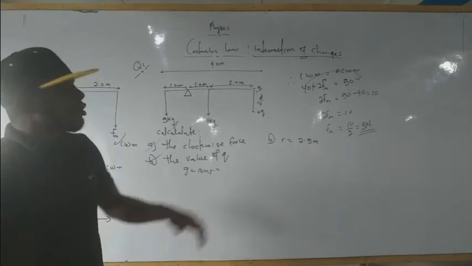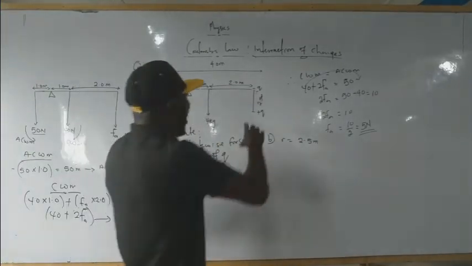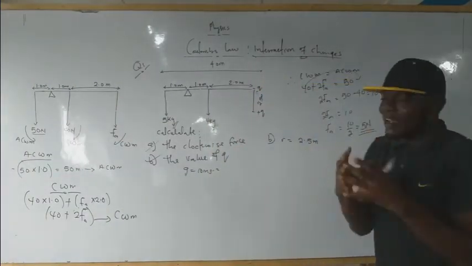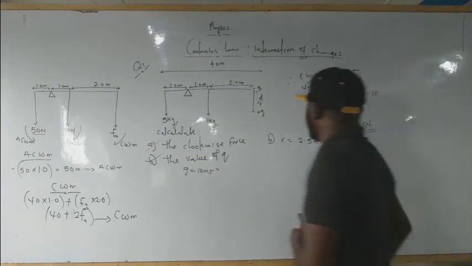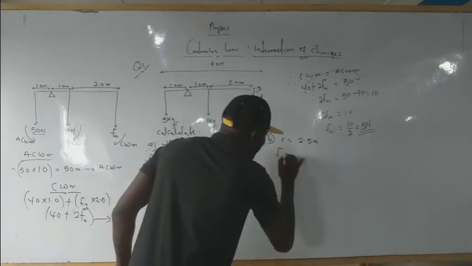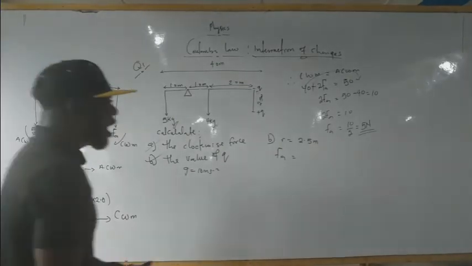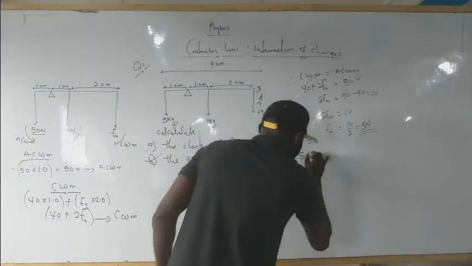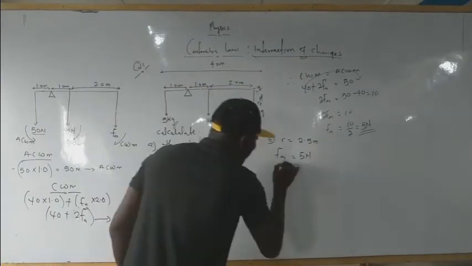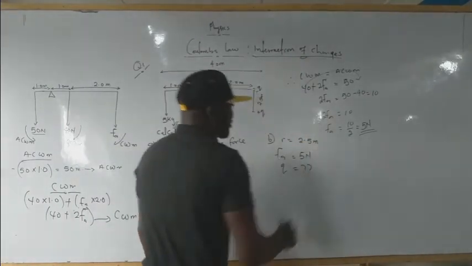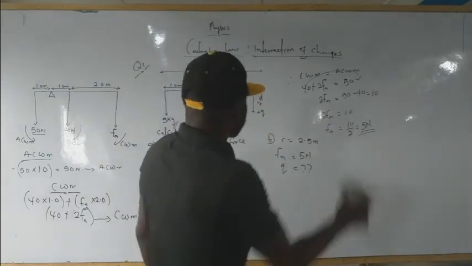So, since there are different charges, they will have a force of attraction. The force of attraction has already been calculated to be 5 Newton. So that will be 5 Newton. So we can say that Q is unknown. We want to solve for Q.